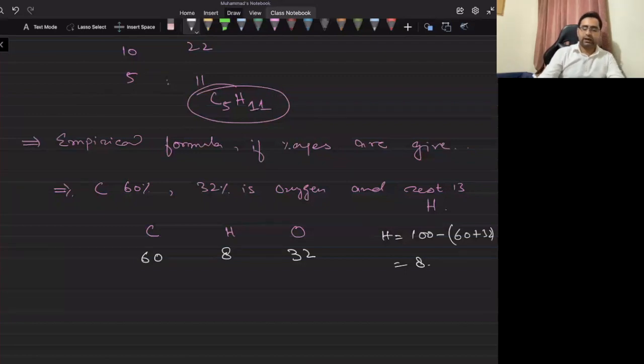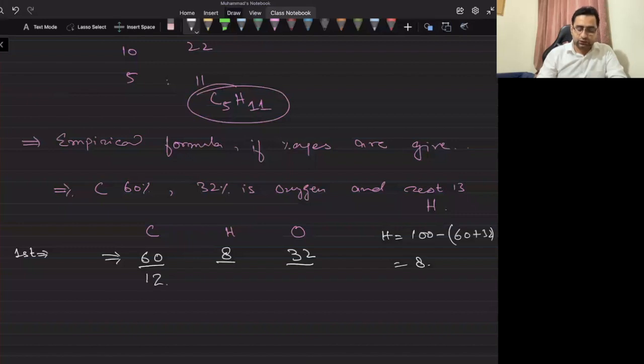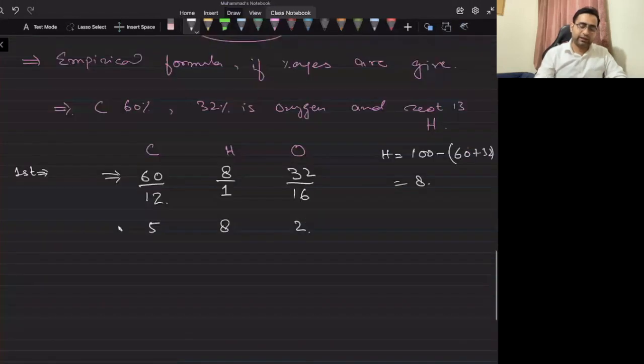At the first step, you will divide all the percentages. Instead of percentage, mass in grams can also be given in the question. So at the first step, you will divide all the percentages with the AR of the respective element. Carbon is 60 over 12, hydrogen is 8 over 1, and oxygen is 32 over 16. So this is your first step. The answers are 5, 8, and 2. So the ratios are 5, 8, and 2.